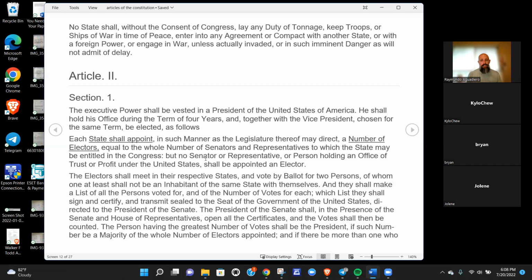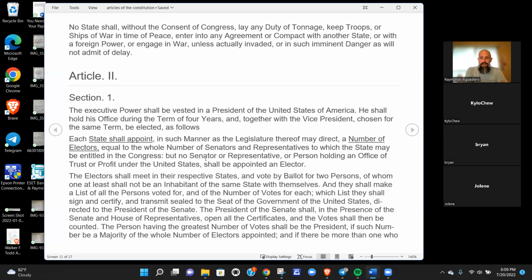So they're in their states and they vote by ballot for two persons. Oh, I see. So they make two votes, and one can be from their state and one isn't. That's weird. For whom one at least shall not be an inhabitant of the same state. So when the electors meet in their state and vote by ballot for two persons, one cannot be an inhabitant of the same state.